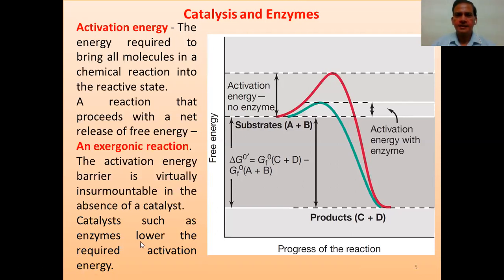So catalysts such as enzymes lower the required activation energy. Initially a large amount of energy is required, as you can see in this particular graph. If we have any kind of catalyst, then that particular energy is lowered. And this lowering of energy will lead to the favoring of the reaction, or the progression of the reaction.